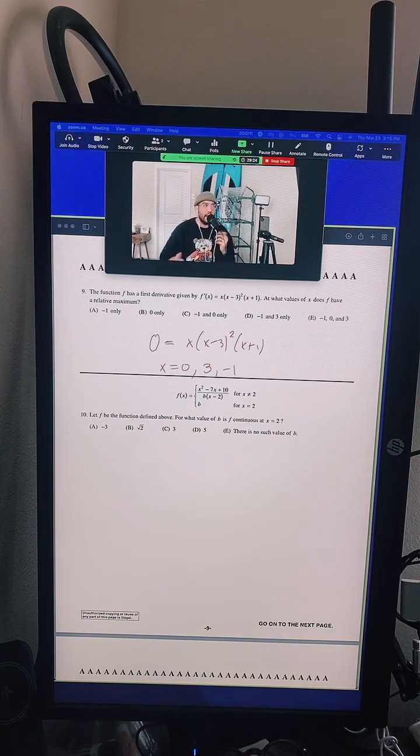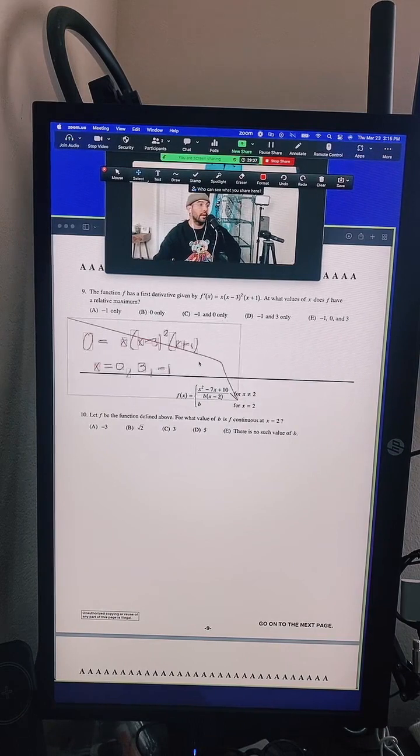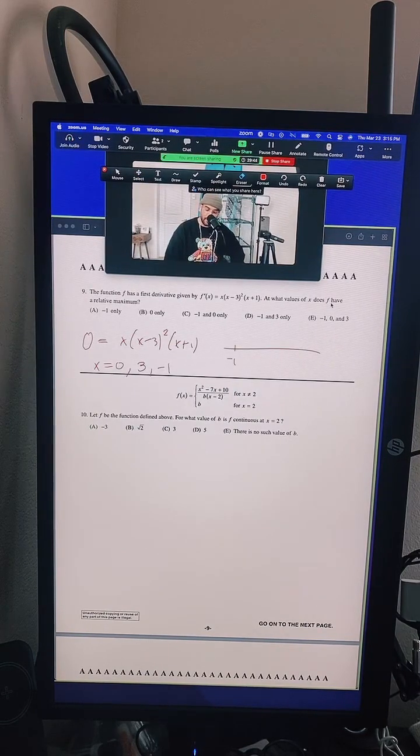So we have to go ahead and create a number line, just to show, because we're trying to see where you have a maximum. Let me just move this. Whoops, didn't want to do that. Let me erase this. There you go. So we're going to create a number line. We have negative 1, 0, and 3. And we're going to test points to the left and to the right of these. So we're going to test x equal to negative 2, x equal to negative 0.5, x equal to 0.5, and then x equal to 4.